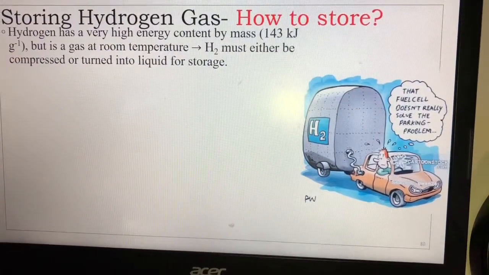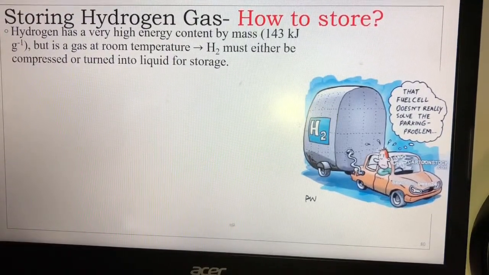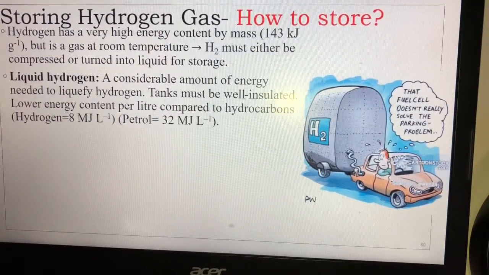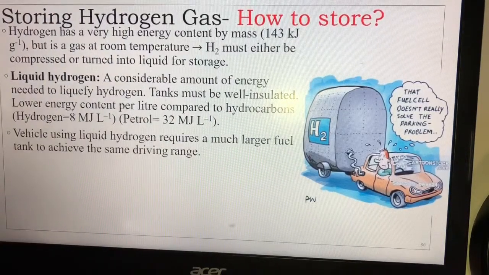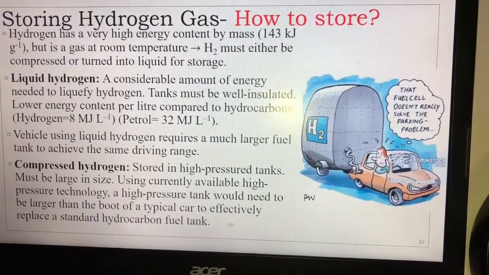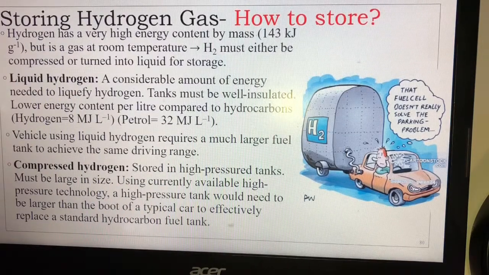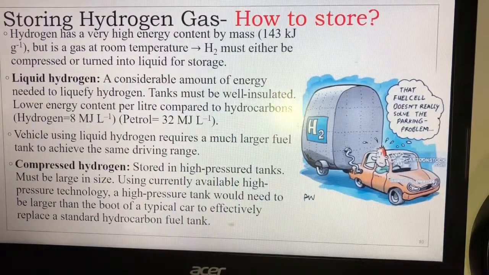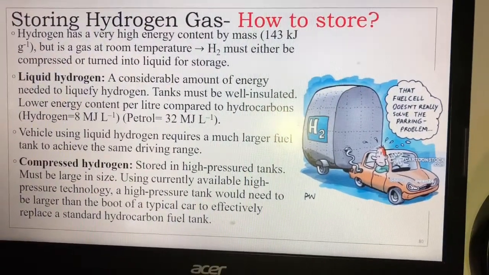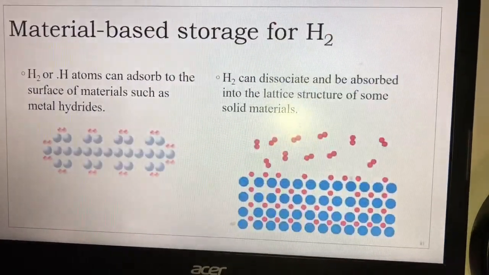Hydrogen has a high energy content by mass, but it's a gas at room temperature, so we need to turn it into a liquid. This is actually very expensive. It takes a lot of energy to liquefy hydrogen. Also, this leads to needing larger fuel tanks. Compressed hydrogen also takes a lot of energy. You also need to have heavy maintenance on your hydrogen tank to make sure that there's no leaks.